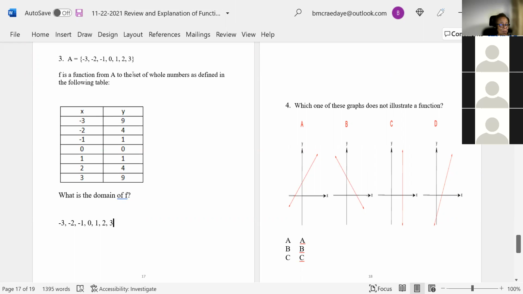F is a function from A, but notice A has what? -3, -2, -1, 0, 1, 2, 3. And those are your X values. So that's your domain. Questions? Any questions on number 3?